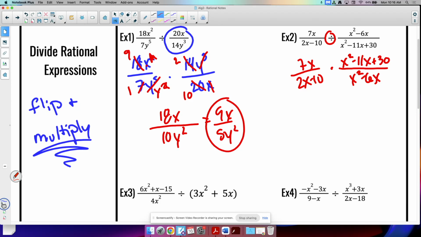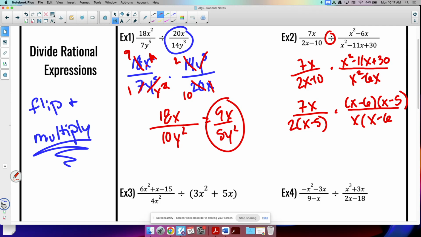Out of those 4 pieces, which one can't be factored? The 7x, so that one is stuck. Underneath it, how do we factor 2x minus 10? Take out a 2, so we get x minus 5. Up top, x squared is x and x. How do you get a plus 30 with a negative 11? Yep, minus 6 minus 5. And then on the bottom right, how do you factor that? Yeah, take out your x. So then we're left with x minus 6.